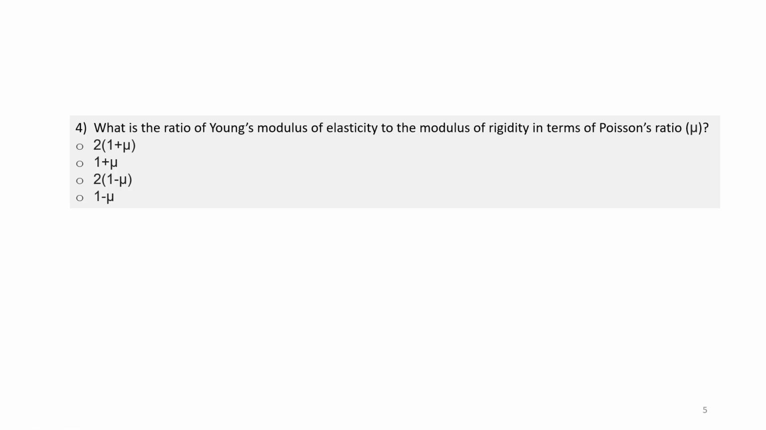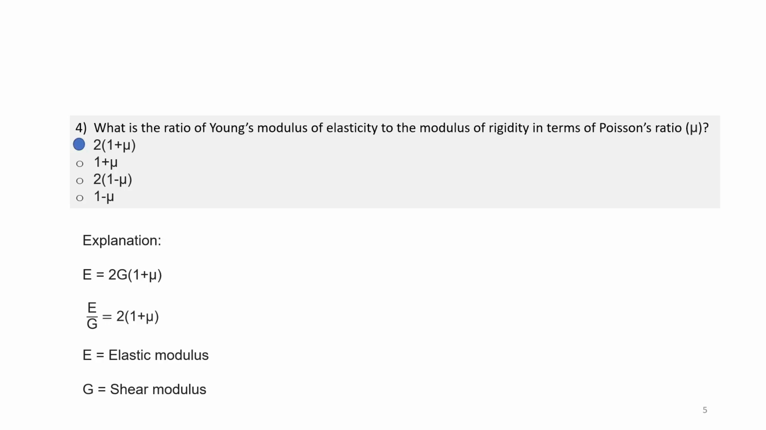Next question is, what is the ratio of Young's modulus of elasticity to the modulus of rigidity in terms of Poisson's ratio, mu? Your options are 2 times 1 plus mu, 1 plus mu, 1 minus mu, or 2 times 1 minus mu. So the correct answer will be the first one. So this particular relation you should remember.